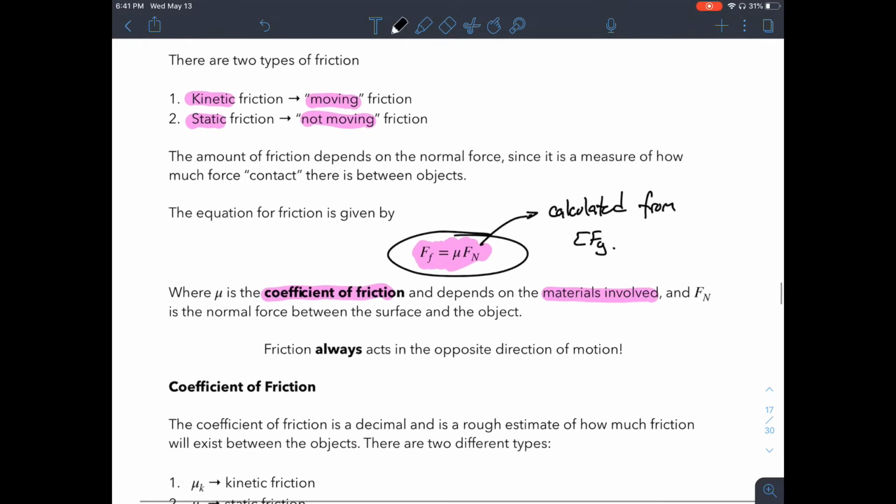Okay, now remember, and I can guarantee you some of you will forget this, friction always acts in the opposite direction of motion. Always, always, always. There's no point in life when friction will actually make an object move forward rather than slow it down. Okay? So it's always acting in the opposite direction of motion.